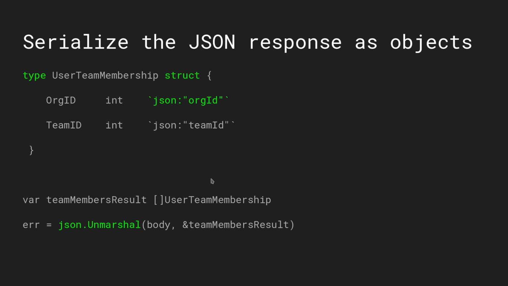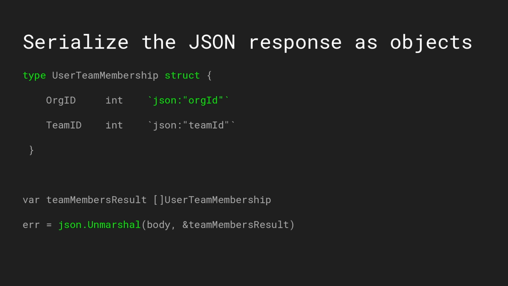Again, here we have to say what is the type of object we are trying to unmarshal this JSON body into. So here it's a struct which has two fields in it: an OrgID, which is an integer, and TeamID, which is another integer. The JSON parts here are called struct tags. This is a way of saying that in the JSON format, this field will be called orgID, and teamID will be called teamID with a small t, whereas in my Golang struct it will be OrgID and TeamID with a capital O and T.